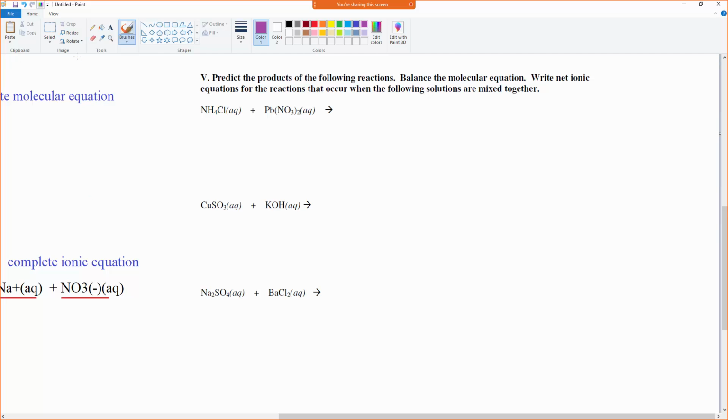All right, this is our more chemical reactions lecture. And right now we're looking at precipitation reactions and following solubility guidelines. Okay, so first thing, predict the products. How do I do that?